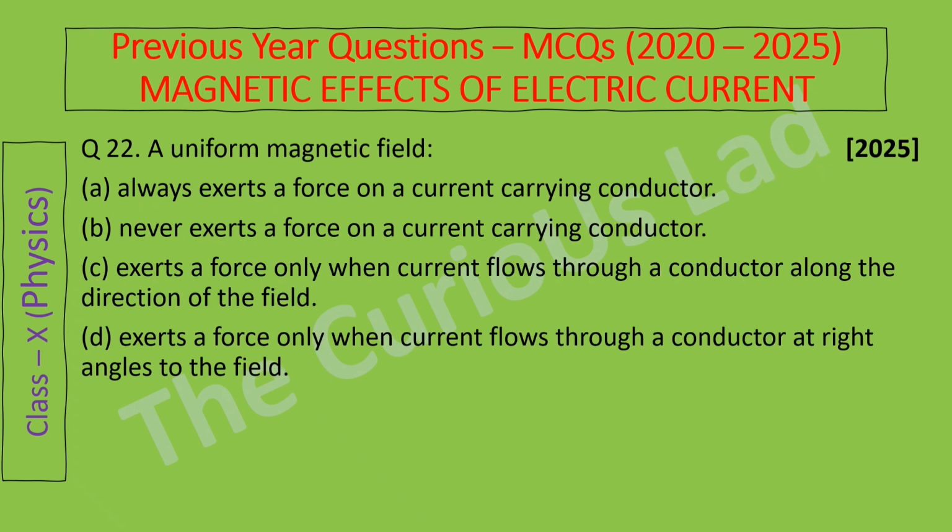Next, question number 22. A uniform magnetic field: option A, always exerts a force on a current carrying conductor; option B, never exerts a force on a current carrying conductor; option C, exerts a force only when current flows through a conductor along the direction of the field; or option D, exerts a force only when current flows through a conductor at right angles to the field. And the correct answer is option D, exerts a force only when current flows through a conductor at right angles to the field.